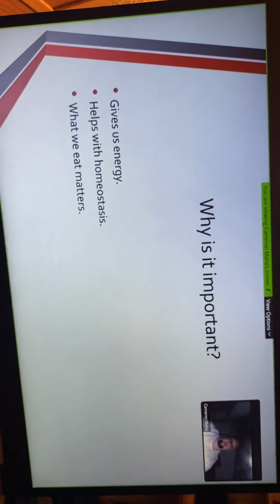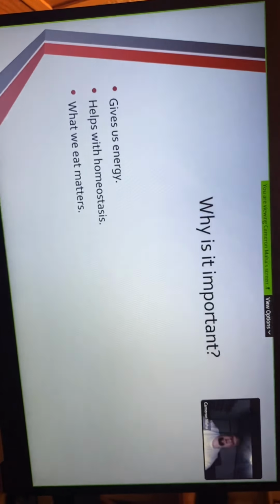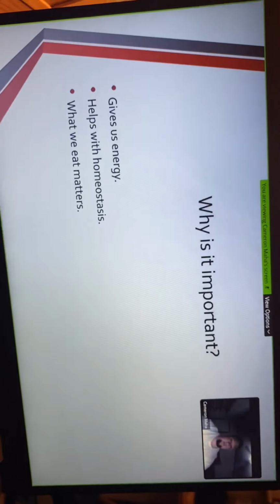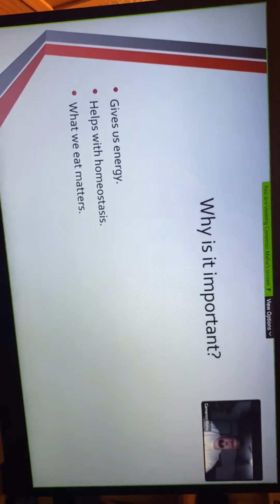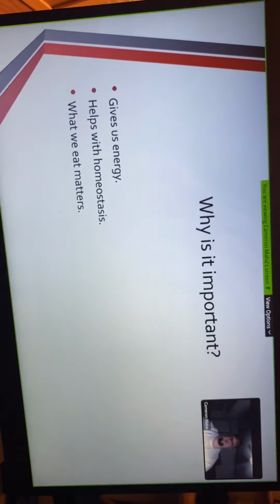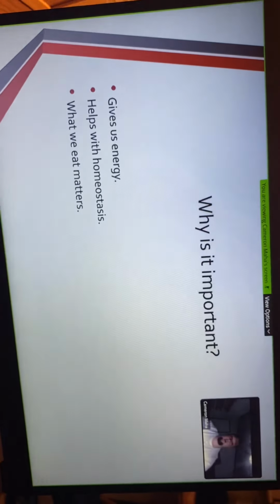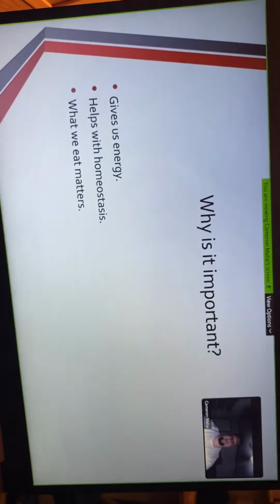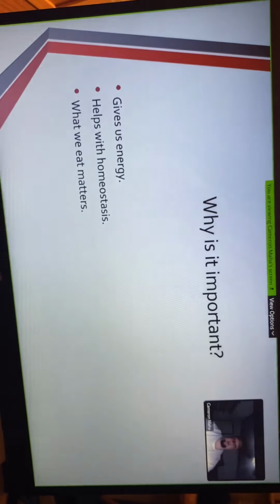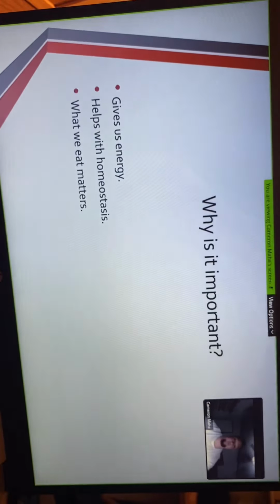And it also helps with homeostasis. So homeostasis is a stable and internal environment in your body. The same thing like I talked about with what we eat matters. Certain foods can negatively affect the body. So it's important to know what we eat so that way our internal stable environment will stay consistent and to where we need it to be for our body and organs to function like it's supposed to function.